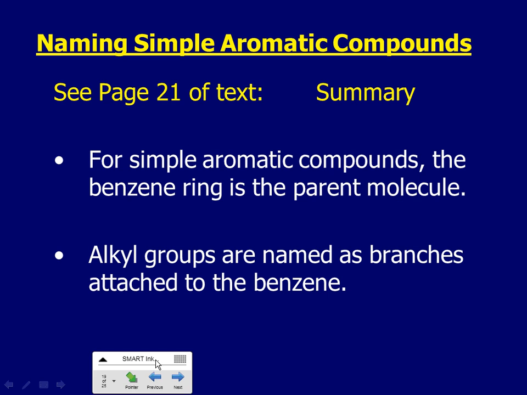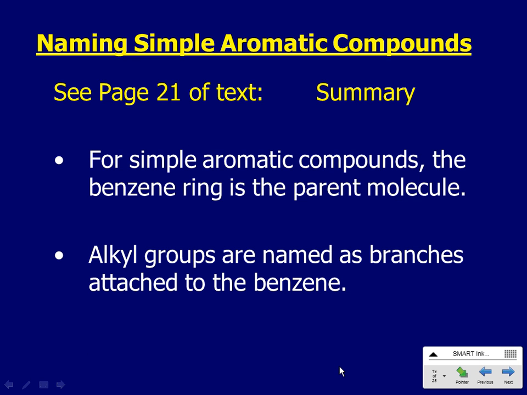Okay, naming them. I don't have a handout for this. You can write this down, naming simple aromatic compounds. Just put see page 21 of text for the summary. Let's not worry about the two bullets because I'm going to go over them. I'm going to talk about the simple aromatic compounds first, and then I'll talk about how you can treat the benzene as a branch. All right. So just write the summary and see the textbook.